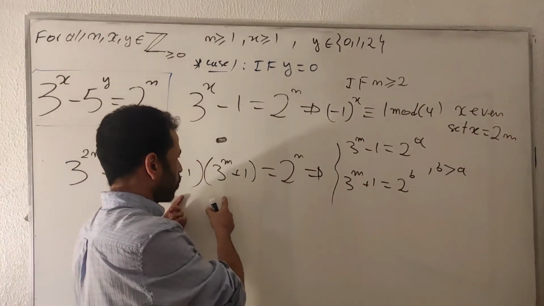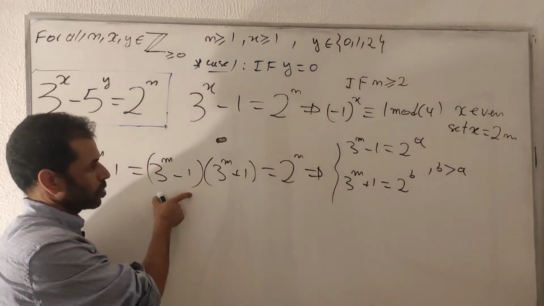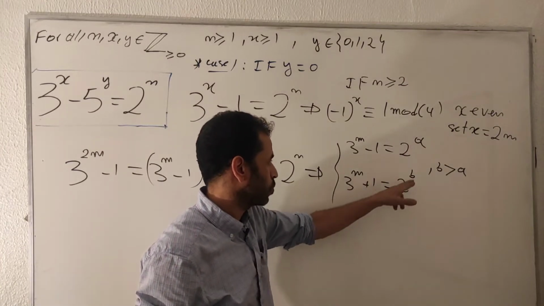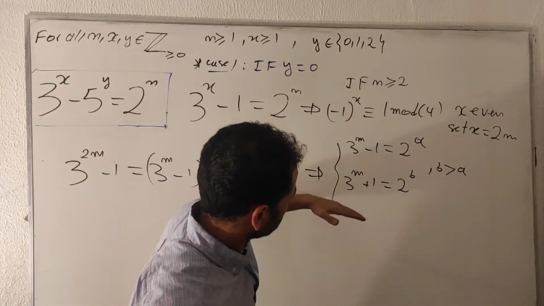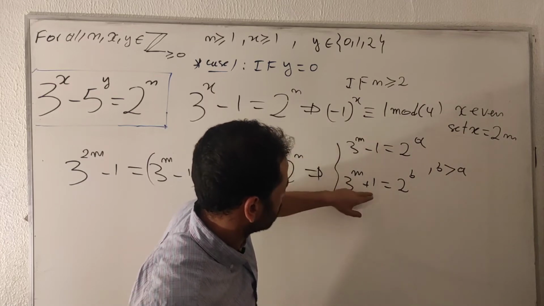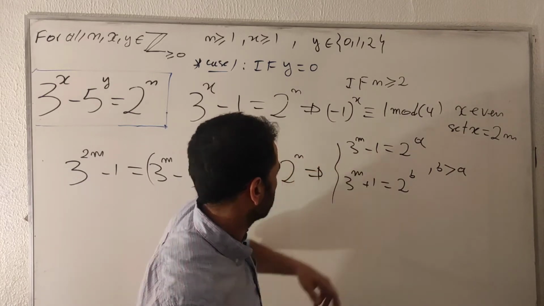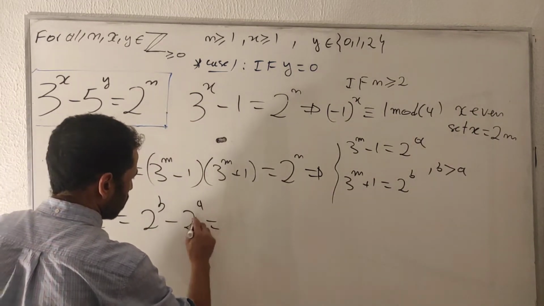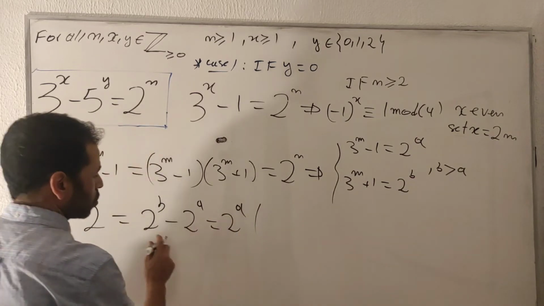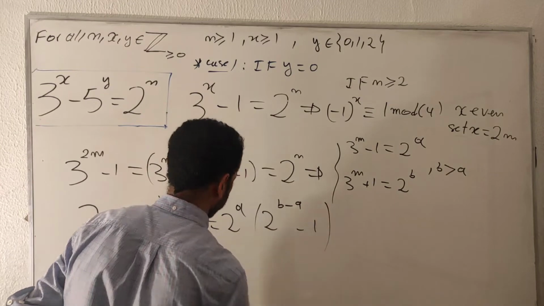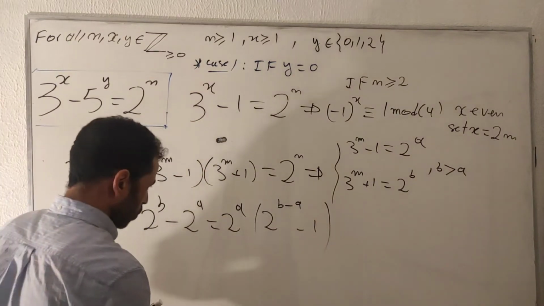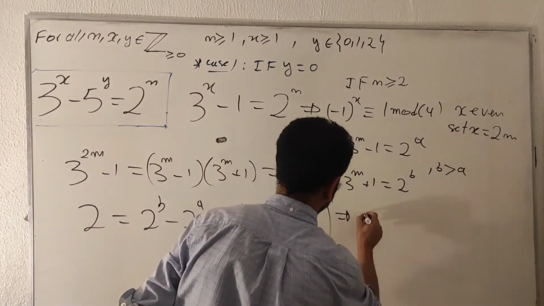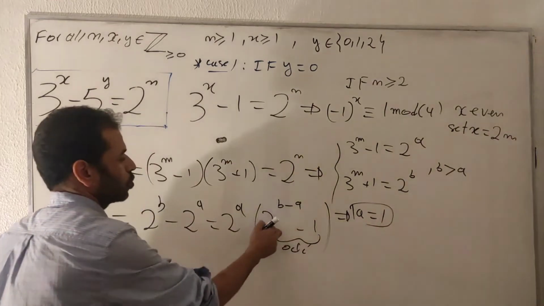Since this product is a power of 2, each term of this product is a power of 2. We split this product into two by sharing 2 as a power for both terms. To solve this, let's subtract this equation from this equation. I get rid of 3 to the m, and I am left with 1 plus 1, which is 2. So I get 2 equals 2 to the b minus 2 to the a. Taking 2 to the a as a common factor, because this one is smaller than this one, I get 2 to the a times 2 to the b minus a minus 1. We know this term is odd, but this one is even. So this one is telling us a equals 1. So we don't have to solve this equation.